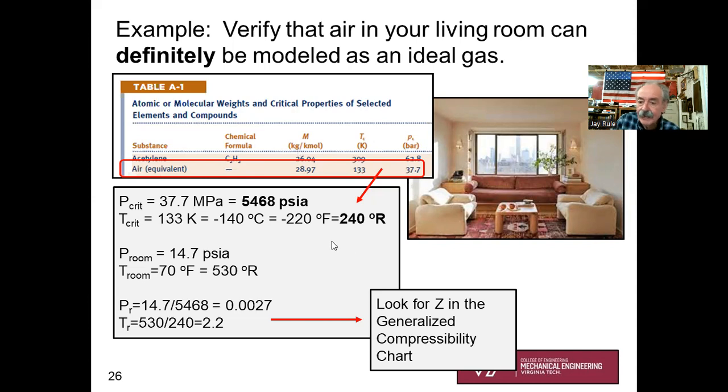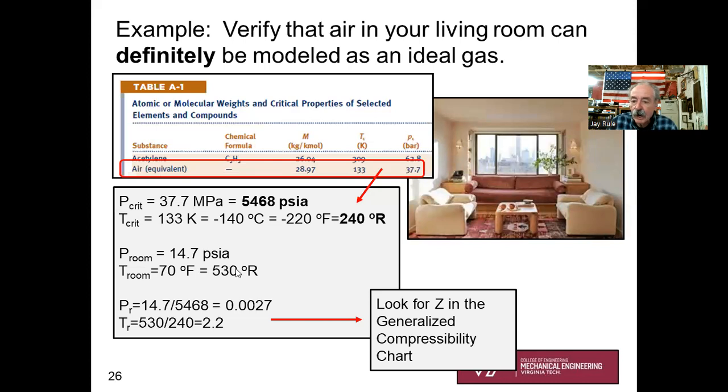So let's work in English units. Okay, the critical pressure is 3.77 MPa. I transformed that to 5,468 pounds per square inch absolute. The critical temperature, it's cold. 133 K is minus 220 degrees F, or 240 degrees R. That's cold. Okay. Our room pressure, the absolute pressure in the room, about 14.7 psia. That's 1 atmosphere. Room temperature, let's say about 70 degrees F, give or take a few degrees.